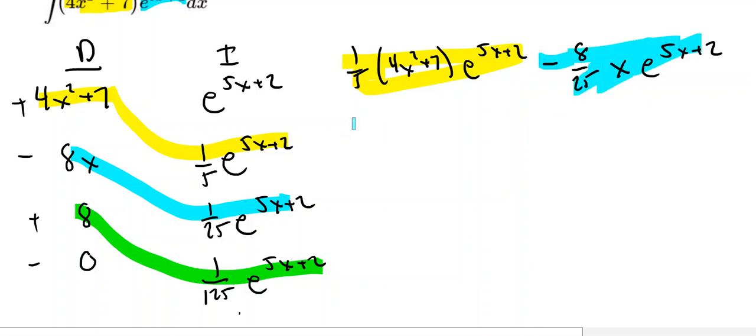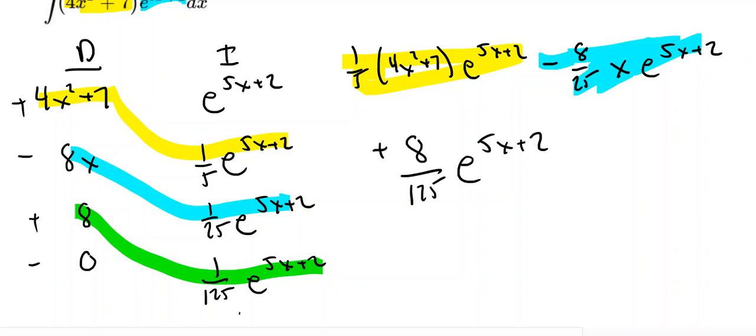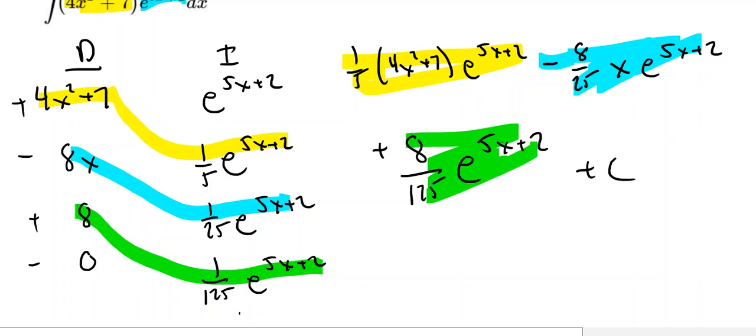Then finally, the last part is going to be the green part, which is 8 over 125 e to the 5x plus 2. And that is the green part. And then the plus c. So it's a long answer, but we put it together just like we did in the other shorter versions.